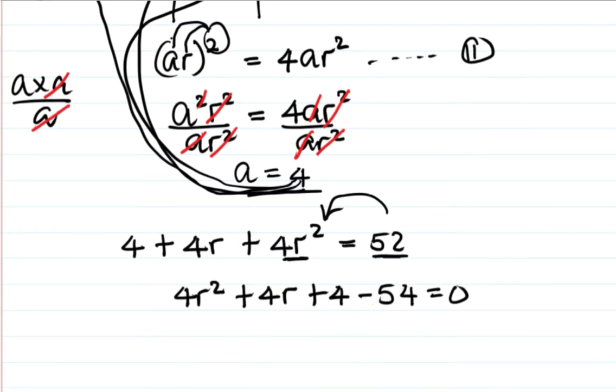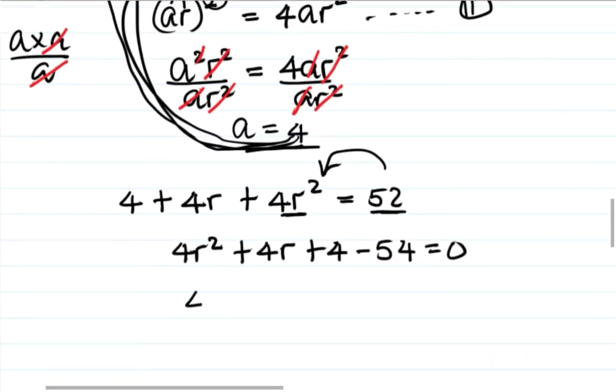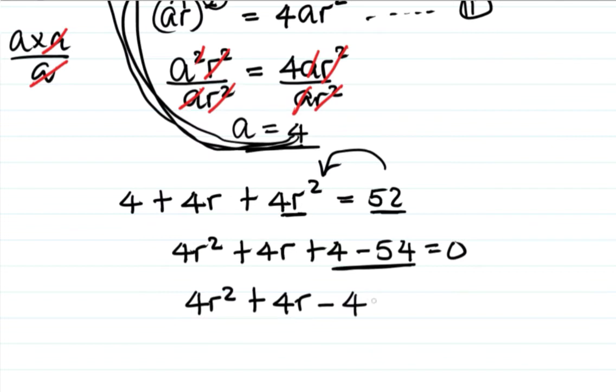Next, combine like terms together. We're going to have 4R square, then plus 4R, and negative 48. It should be negative 48. Then it's equal to 0.